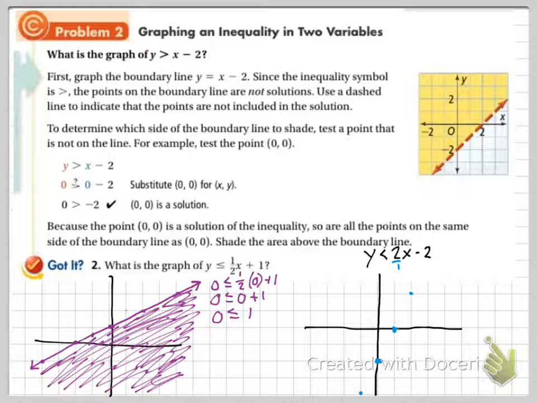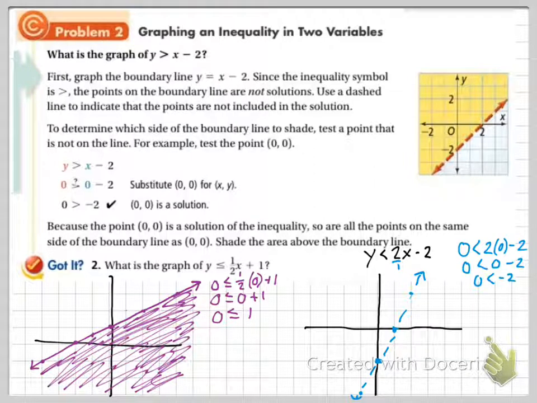And looking at my symbol, I need to make this a dotted line. A dashed line. So, there's my line. Now I need to figure out how to shade it. So I'm going to plug in my point. So I'm going to plug in 0 for y. It's less than 2 times 0 minus 2. So that's 0 is less than 0 minus 2. So 0 is less than -2.